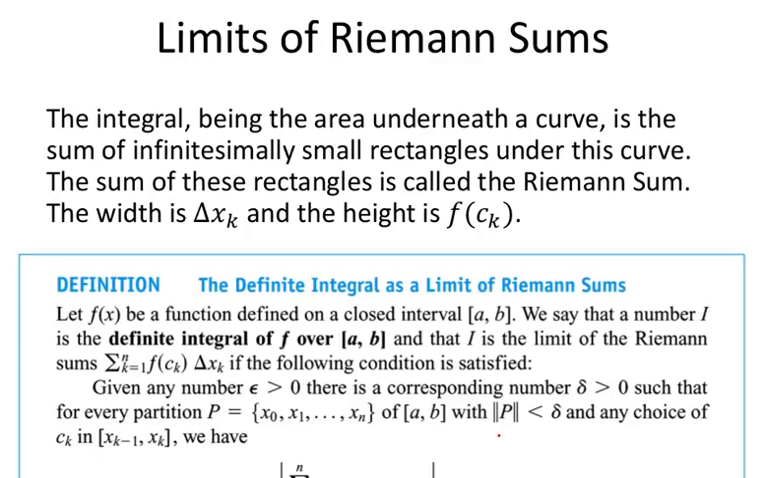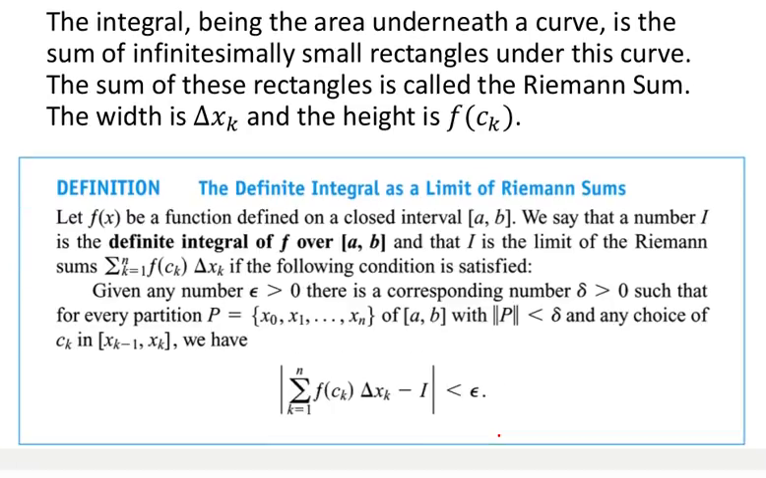And so basically, an integral is the limit of a Riemann sum. The integral being the area under the curve, it would be an infinite summation of very, very skinny rectangles under the curve. The sum of these rectangles is called the Riemann sum. So you have a width of delta x of k and a height of the function of c of k, where c of k is the midpoint of that rectangle, and derived from those equations which I've shown on the previous slides, a few slides back.